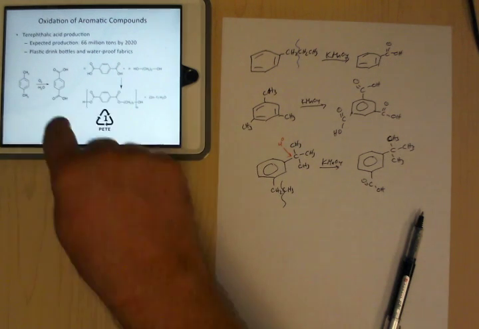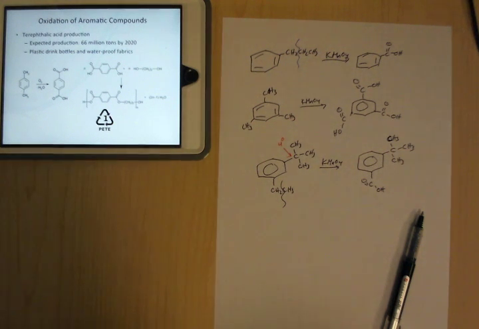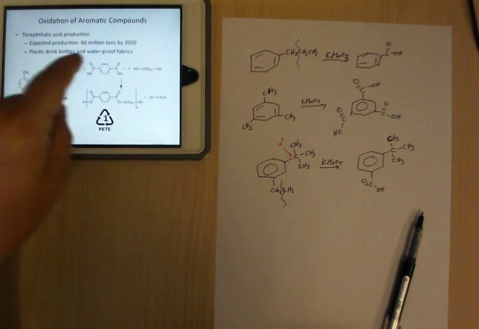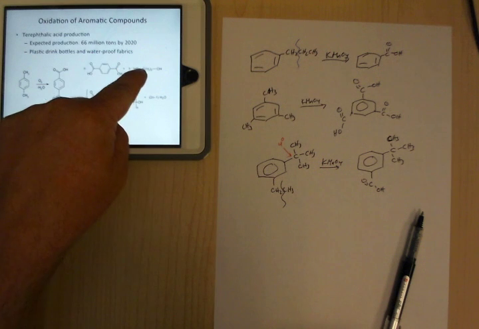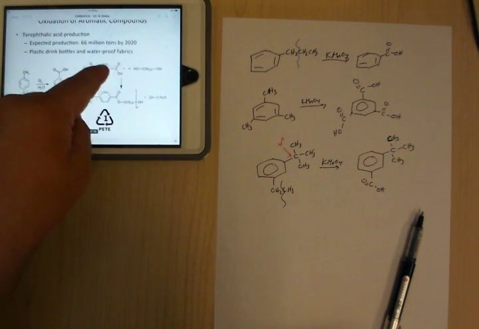Esters, that's what's done. So you take the paraxylene, and you react it with oxygen to make the terephthalic acid, and then you can react that with ethylene glycol to make this.